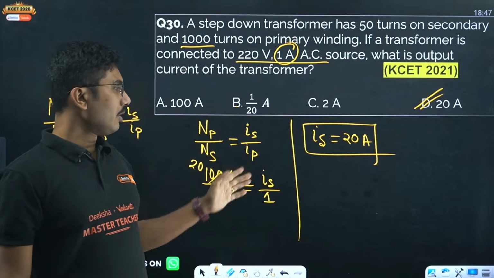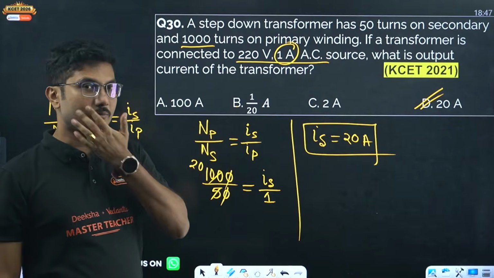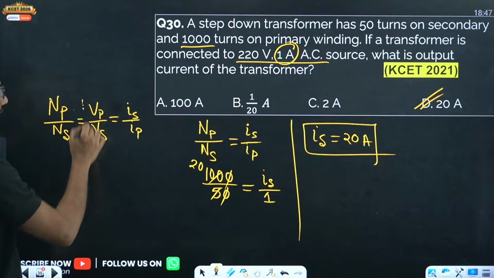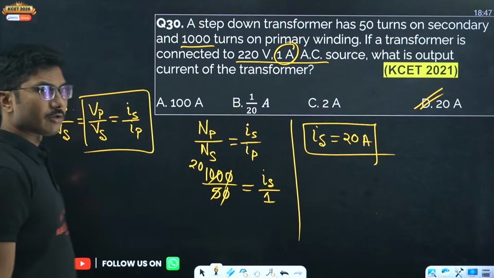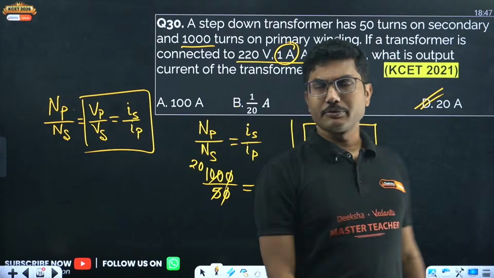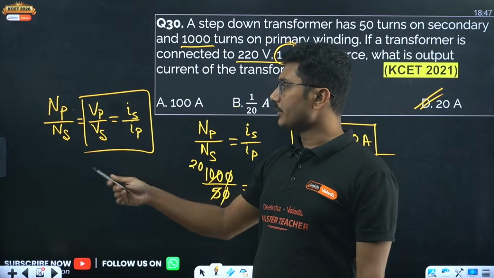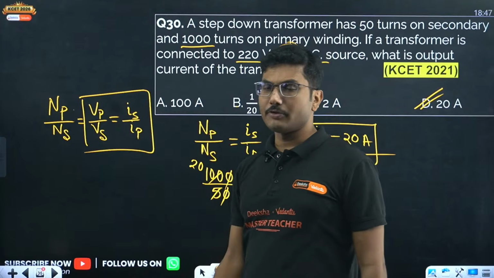So you have to remember this very basic formula. Sometimes this formula can also be used, so make sure you know that voltage and current are actually opposite. Turns are also opposite for current.